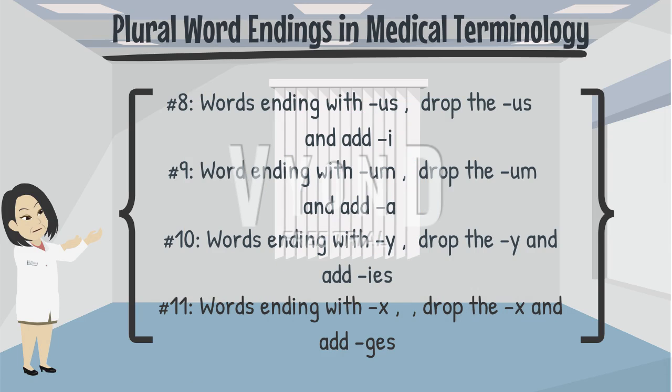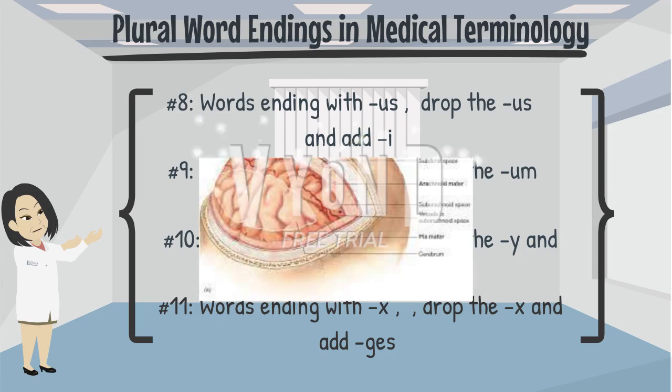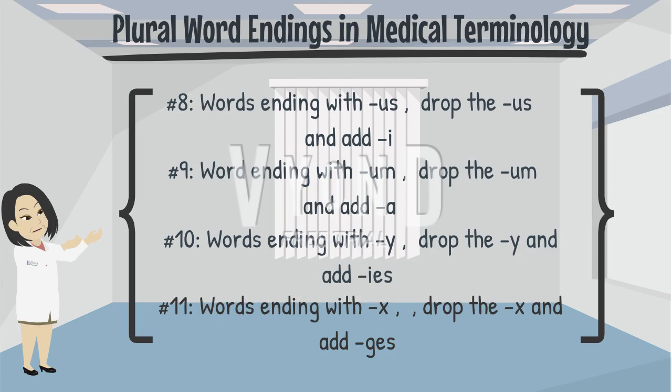Number 11. Words ending with X. When the singular form of the word ends with X, drop the X and add GES. For example, meninx, meninges, phalanx, phalanges.